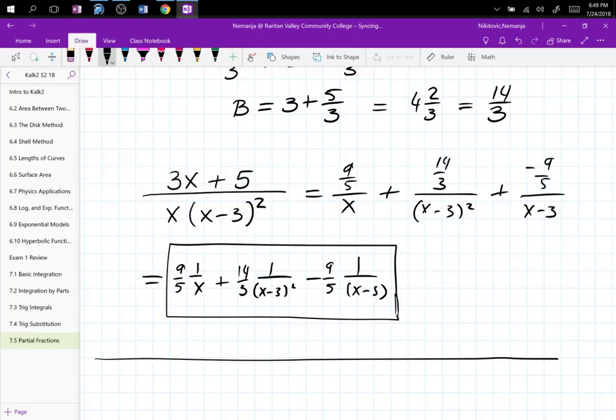Now, guys, this is not the integral done. This is just partial fraction decomposition. Now you integrate each one of these separately. The first one, easy, ln. Second one, easy, u sub. Third one, easy, ln plus c at the end.